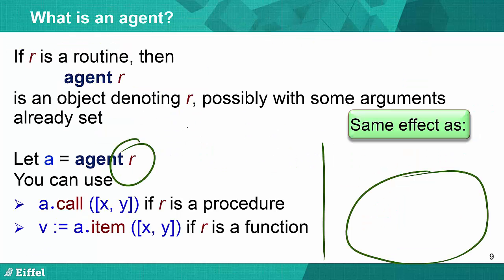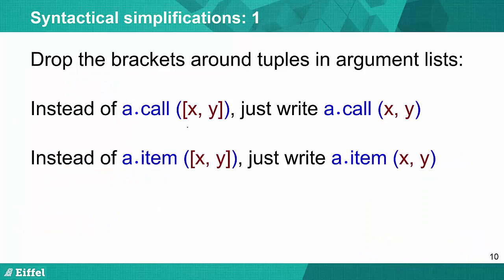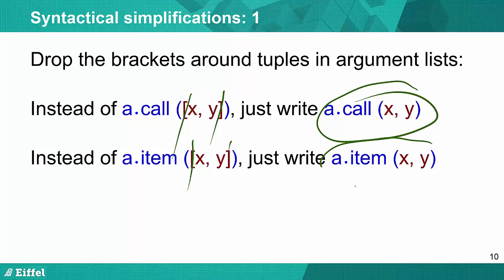Now this is the full syntax, but in fact we can simplify it. There are two important simplifications. There's a general rule that when you have an argument to a routine which is a tuple, in most cases, whenever there's no ambiguity, which is almost always the case, we can just drop the brackets. For both call and item, in fact, for any routine whatsoever. This is not specific, it's a general Eiffel syntax rule, so you can just say a.call of xy, a.item of xy, so it's the same thing, but it's nicer to read.